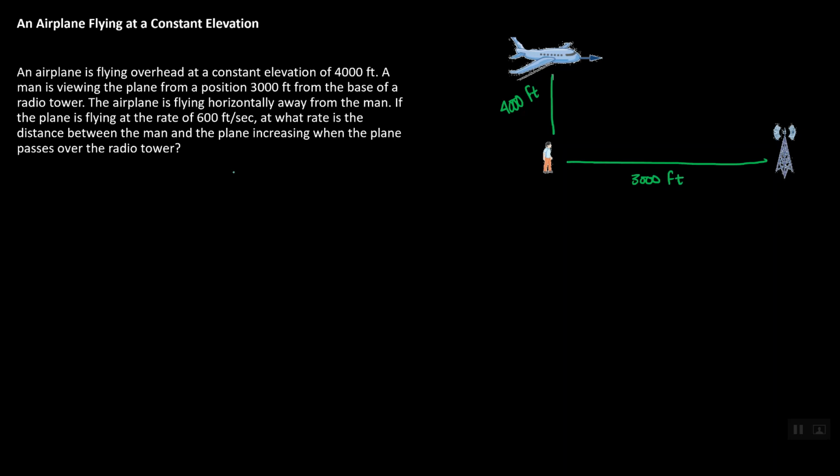The plane is flying horizontally away from the man. If the plane is flying at 600 feet per second, what's the rate representing the distance between the man and the plane? What's that rate increasing at when the plane passes over the radio tower?